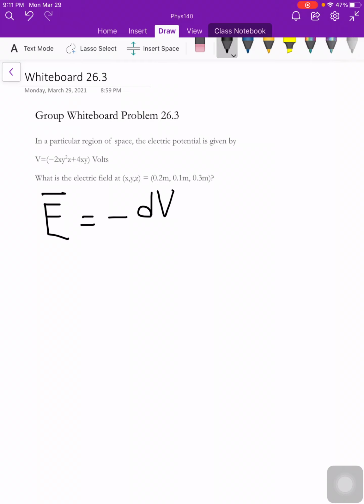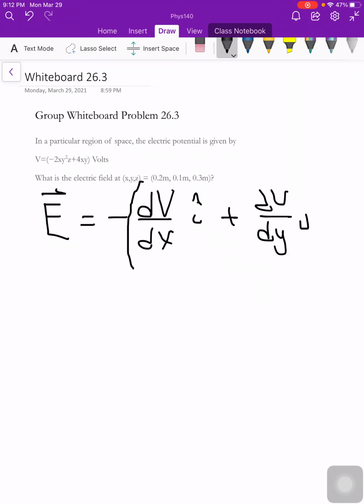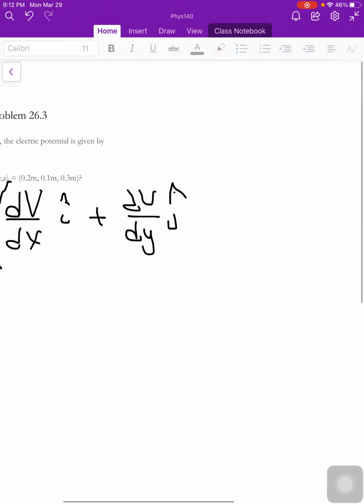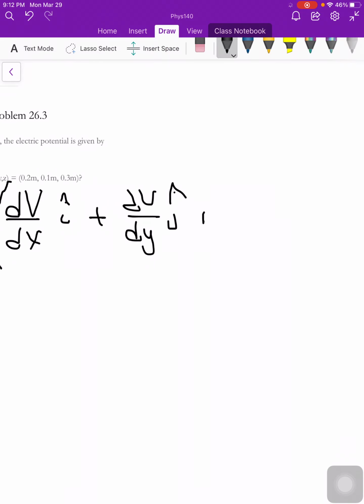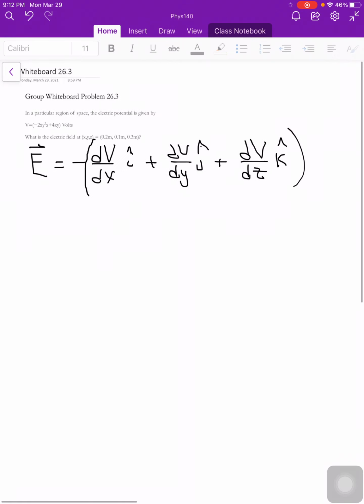So we've got the electric field, and this is 3 dimensions. So I'm going to have a negative dV dx in the i hat direction, and let's put the negative out front here like that, so plus dV dy in the j hat direction, and plus dV dz in the k hat direction. Okay, so that's what we want to work with.